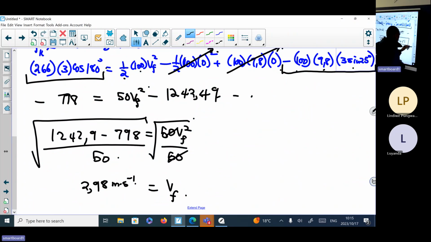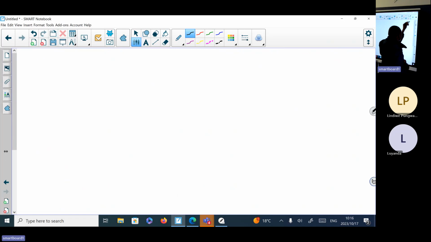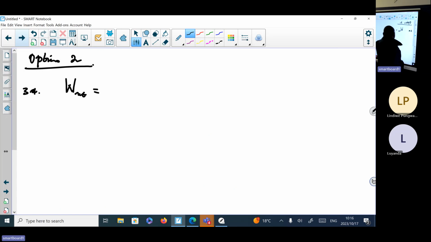2,98. That is one way of doing this. The second way, option number 2 of solving this very same problem, is to look at the work energy theorem to answer this question 3,4. Work done by the net force is equal to the change in kinetic energy. Again, you still need your free body diagram so that you can look at which forces are doing work.